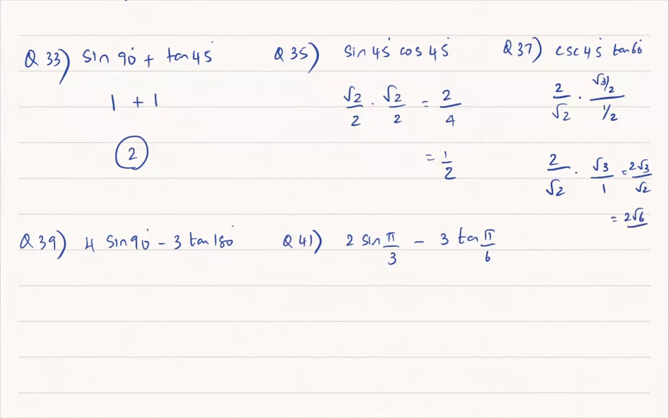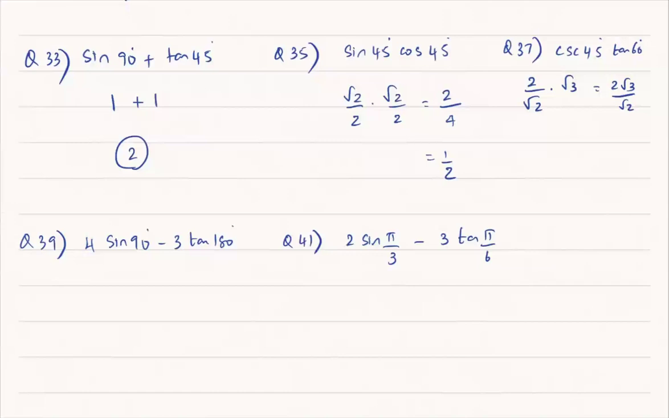So let me show you that. Cosecant 45, right? Cosecant 45 is 2 over root 2. Tan 60 is root 3. So that gives you 2 root 3 over root 2. Now I want to rationalize this denominator. So I'm multiplying and dividing by root 2. That gives me 2 root 6 over 2. 2 and 2 get cancelled. My final answer is root 6.